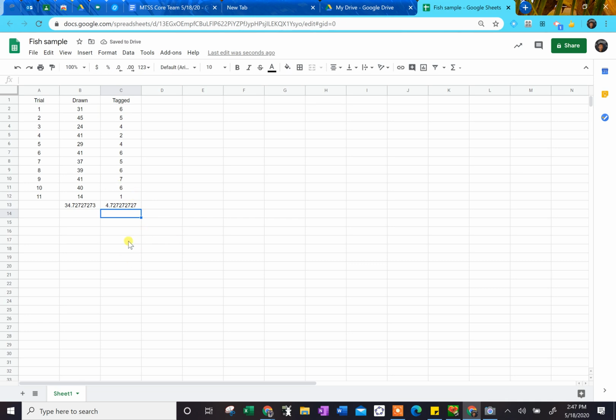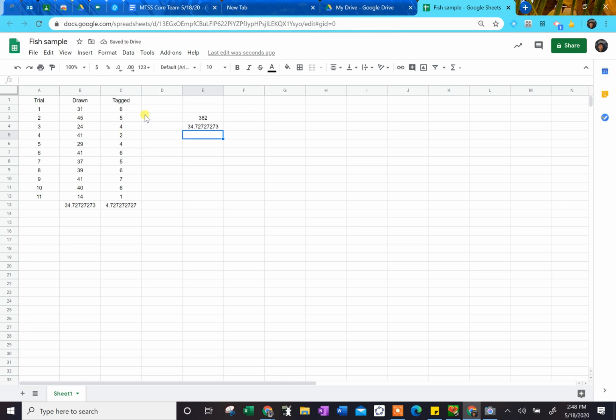Now, if you're not sure how to find the average, what you do is you add all of these up, 31 plus 45 plus 24 plus 41. You add them all up and you're going to get some number. I could find out what that number equals, actually. It equals the sum of all of these, and that number is 382. Since I had 11 numbers, I take 382 and divide it by 11, and that gives me my average.